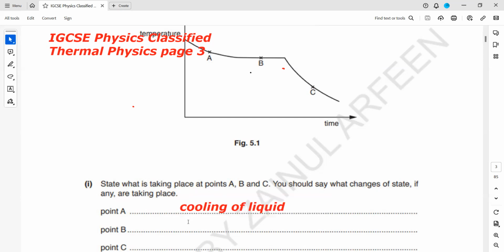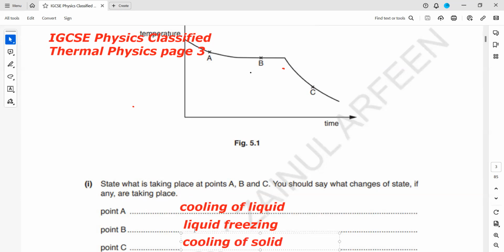What about point B? What happened? A liquid is freezing. And what about point C? Again, it's a solid, so it's a cooling of solid. So the solid substance cools down, that is happening at point C.